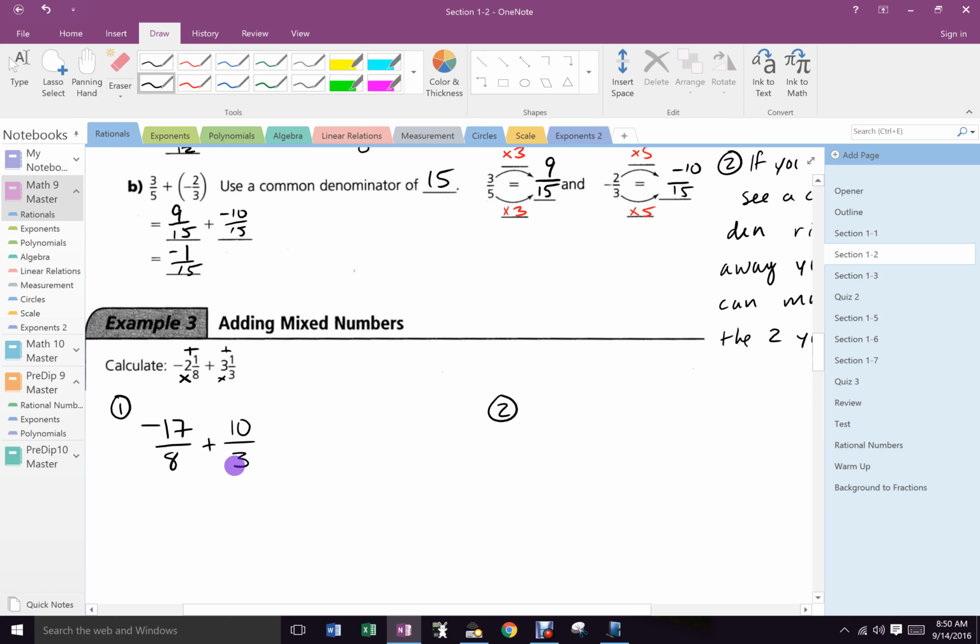Now, Dominic says we got to get a common denominator. We absolutely do, don't we? What is that common denominator? I can't see it right away, so what's the shortcut Myers gave me? Multiply them together. What's 3 times 8? 24. So this guy multiplied by 3. So what does this guy multiply by? 3.